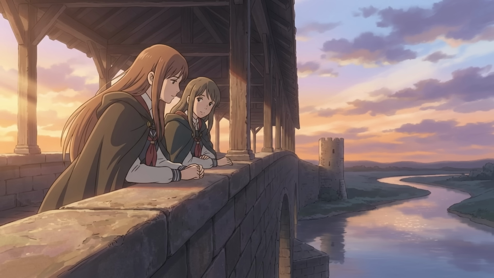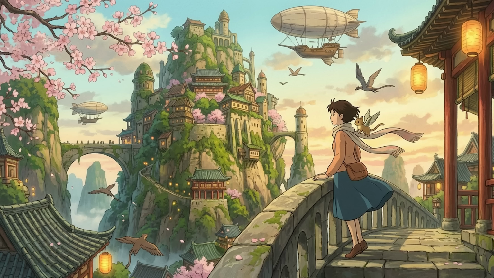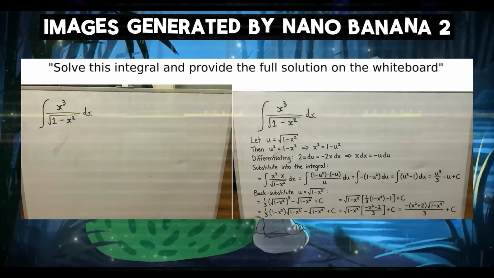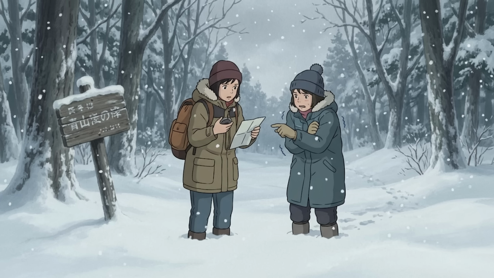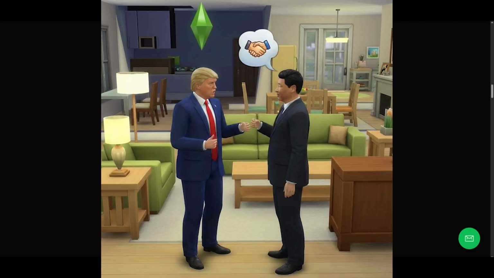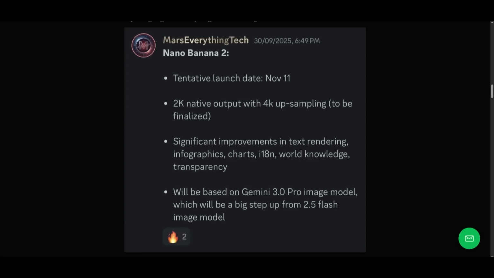2K native output and 4K upscaling. And it is based on Gemini-3 Pro image, which automatically means better world knowledge, better for charts. It apparently has transparency and is overall a huge upgrade. The rumors are they might release it as soon as November 11th, which means it might be out before this video is released. But it is more likely to be released alongside Gemini 3.